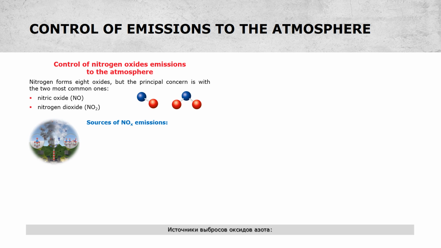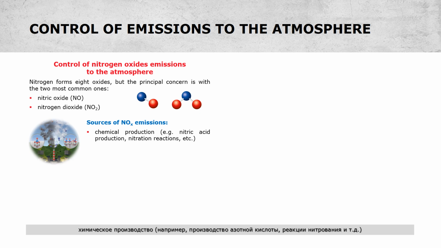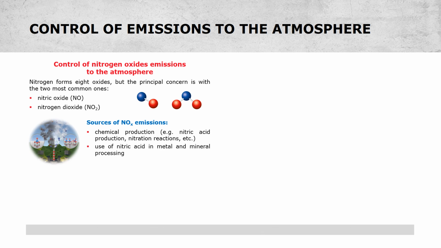Sources of nitrogen oxides emissions. Chemical production, for example nitric acid production, nitration reactions, etc. Use of nitric acid in metal and mineral processing. Combustion of fuels.